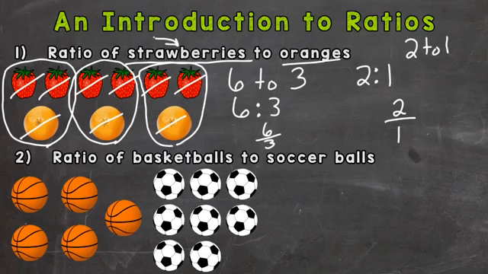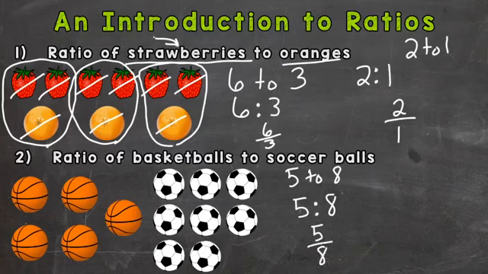So let's take a look at number 2, ratio of basketballs to soccer balls. Well, there are 5 basketballs and there are 8 soccer balls. So we could put 5 to 8. We could use a colon, and that represents 5 to 8. Or we could use a fraction, 5 to 8.